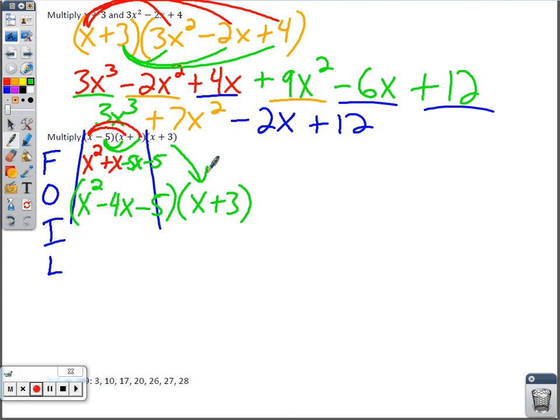Now I should note that you could have taken any two of these and multiplied them together. It wouldn't matter which two you use. Any two would do just fine. I just chose to do the first two, but it wouldn't matter if you want to do it differently.